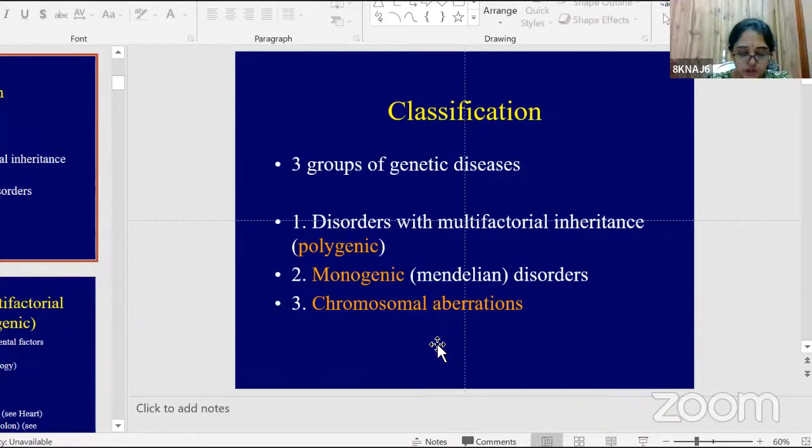So this is known as loss of function, because if there are two recessive genes, they'll not be able to produce the functional proteins. So the recessive trait is expressed.